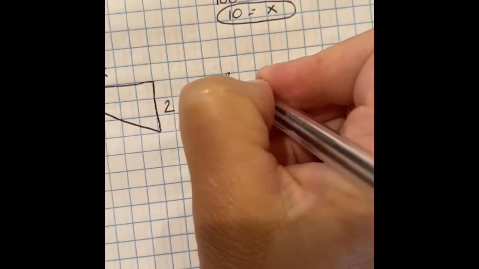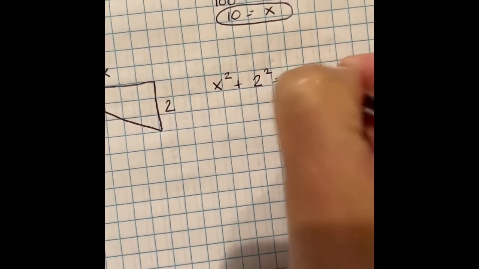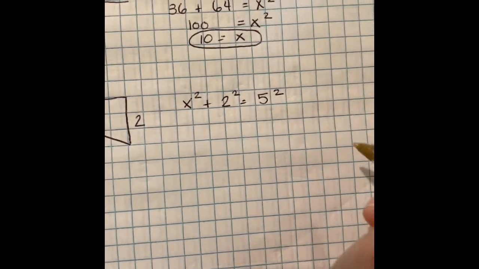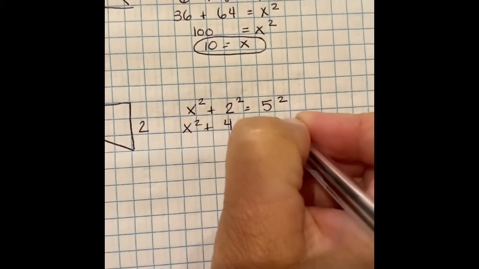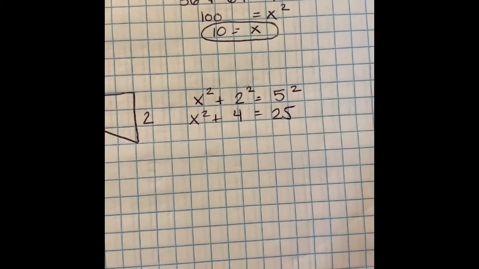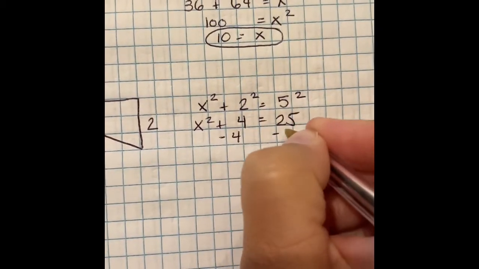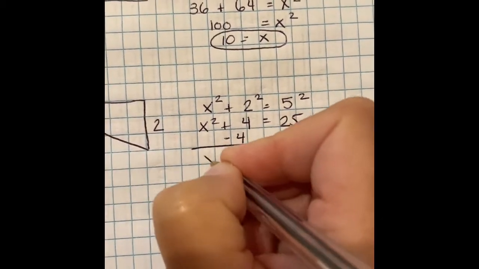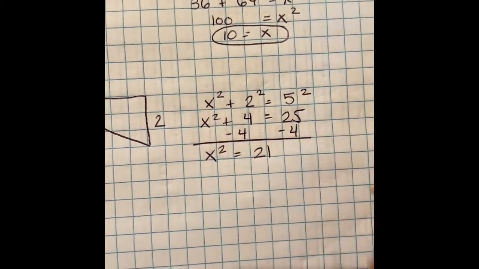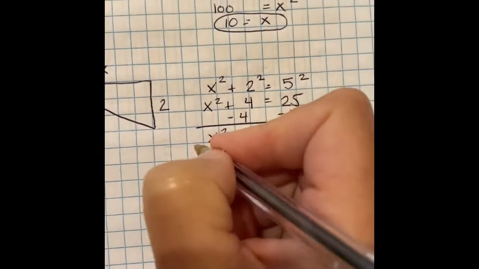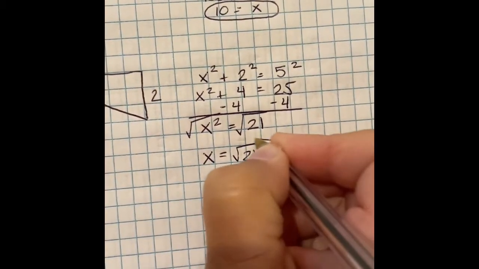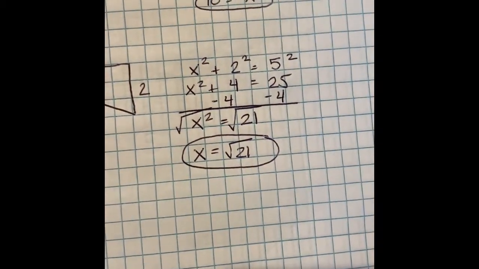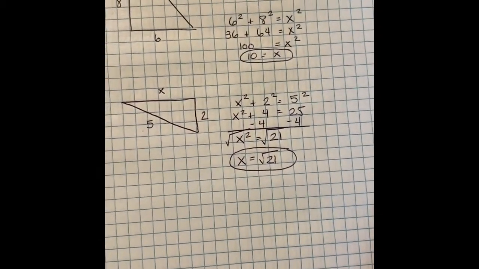In this next question, the legs are x and 2, and the hypotenuse is 5. X squared plus 2 squared equals 5 squared. X squared plus 4 equals 25. To find one of the legs, you have to subtract the square of the other leg to the other side. X squared equals 21. Take the square root of both sides, and x equals the square root of 21. Sometimes you might be able to simplify that square root, and sometimes you won't be able to.